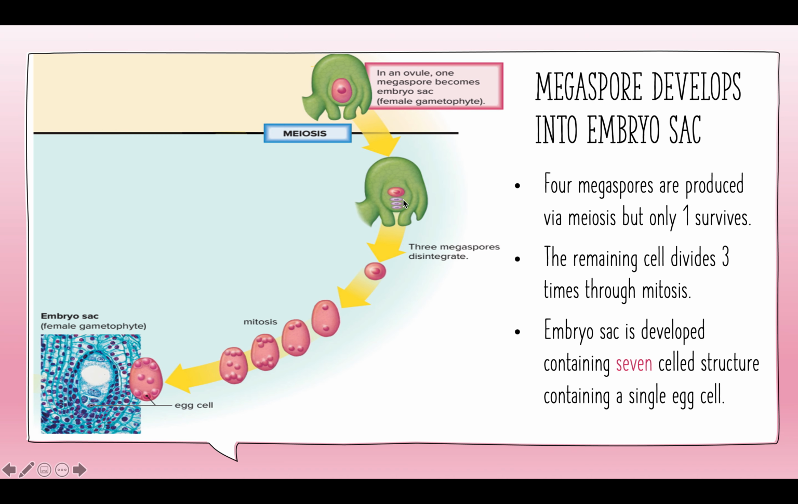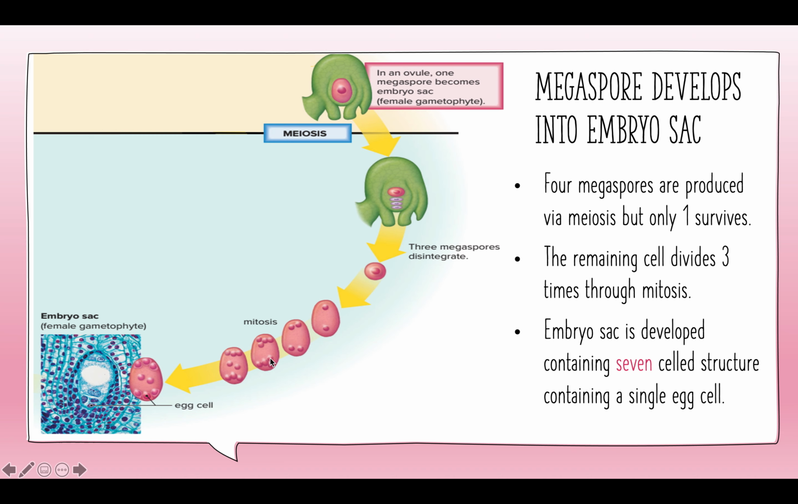So we have here 1, 2, 3, and 4. But as you can see in this illustration, the 3 megaspores are too small to be viable, so only one survives, the largest one. Okay? This large and only one megaspore divides further 3 times via mitosis. So if we count that, the total number of cells produced is 8. We have here 1, 2, 3, 4, 5, 6, 7, and 8.